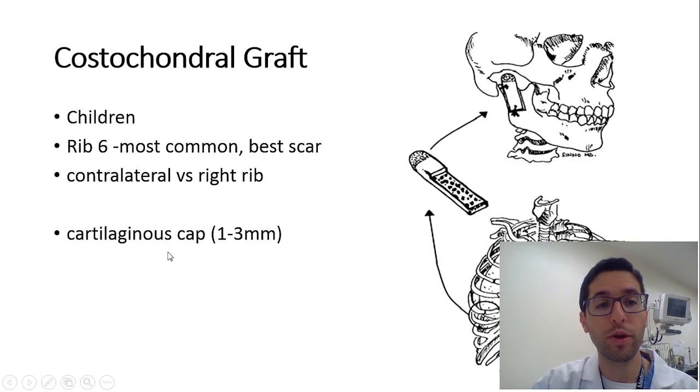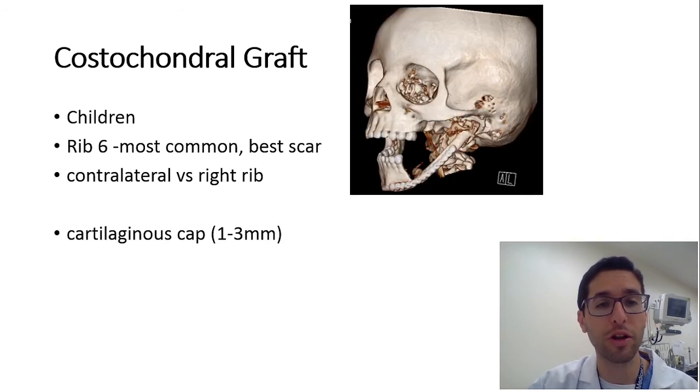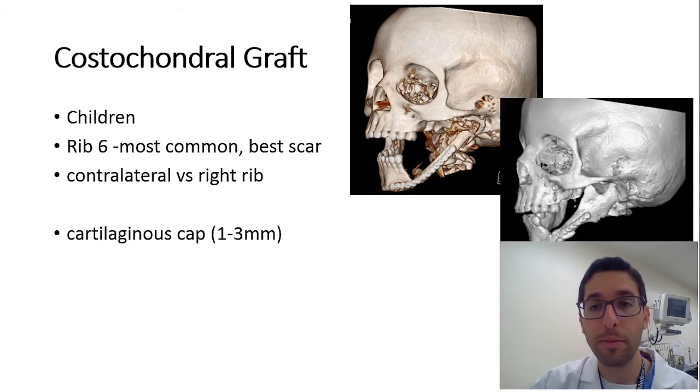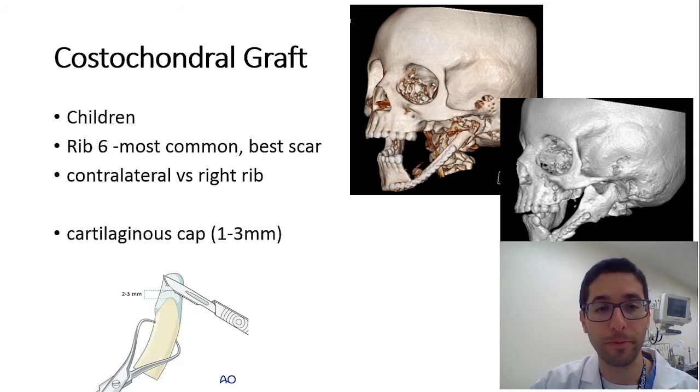And then this is a very important point. When you are harvesting the rib, you want to make sure the cartilaginous cap that comes with it is no more than 3 millimeters. And that's important because that will prevent overgrowth. And when the costochondral graft works well, it works beautifully. So here's a nice picture. You'll see they resected a mass in a child, reconstructed it with a rib, and then 8 months later, a whole neocondyle and neocoronoid and neosigmoid, everything grew from that growth potential. So when it works, it works beautifully.